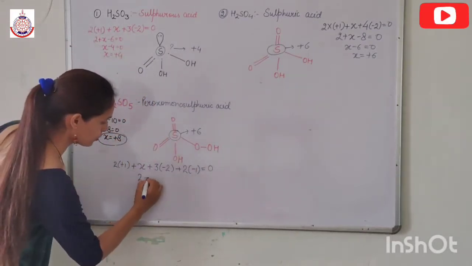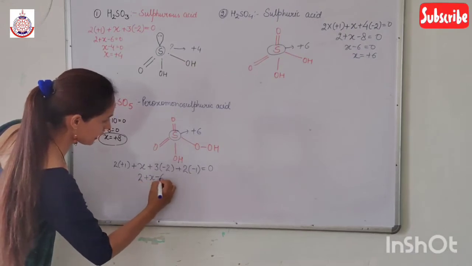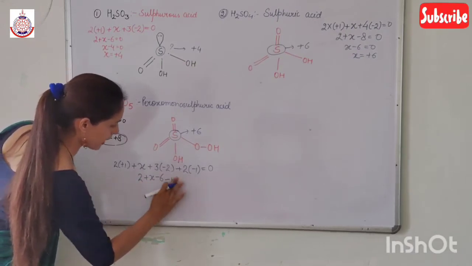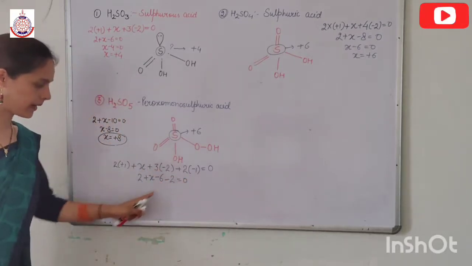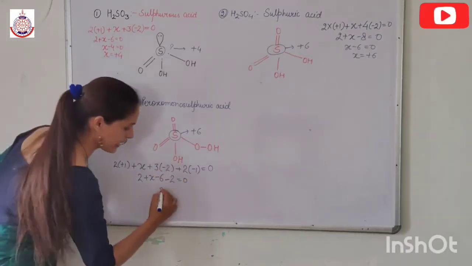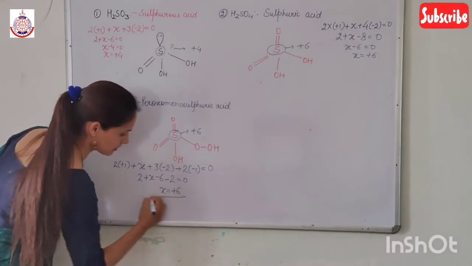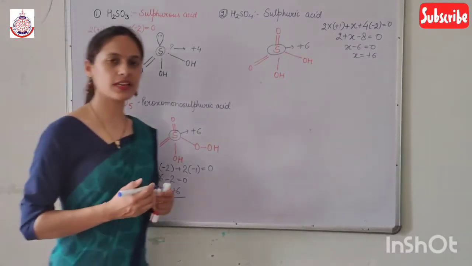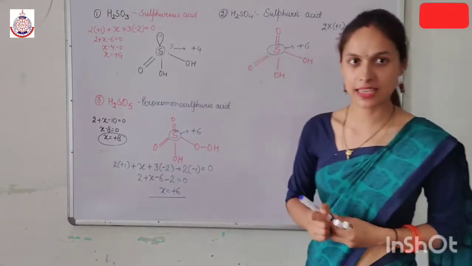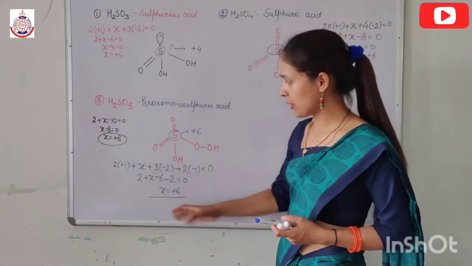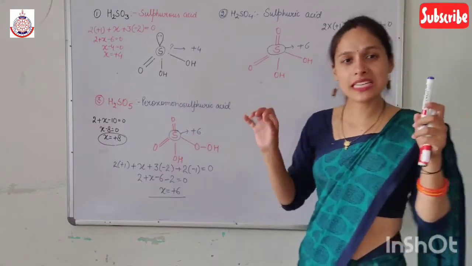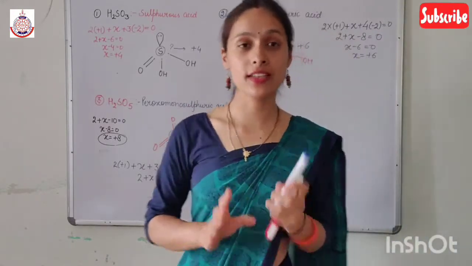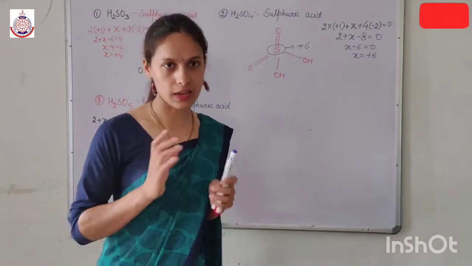Now 2 plus x minus 6 minus 2, that equals 0. Minus 2 plus 2 cancel, and here x becomes plus 6. So the oxidation state of sulfur becomes plus 6. So either with the help of this method or by simply looking at the structure, we can easily calculate the oxidation state of the sulfur.